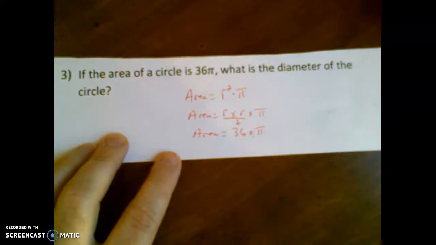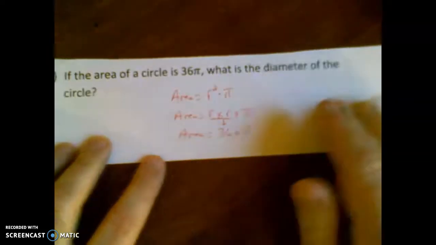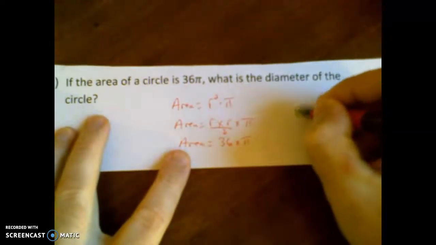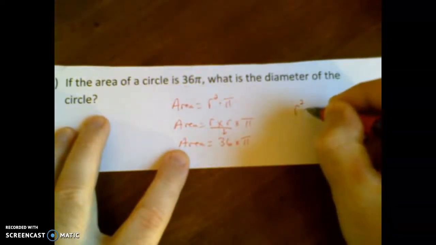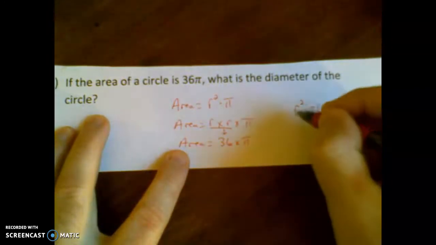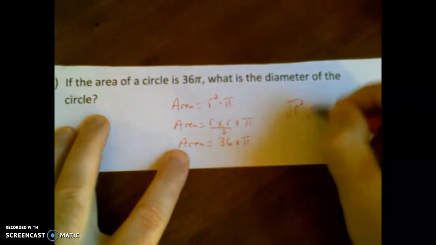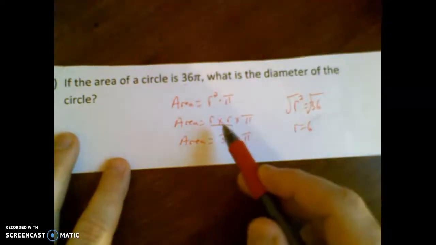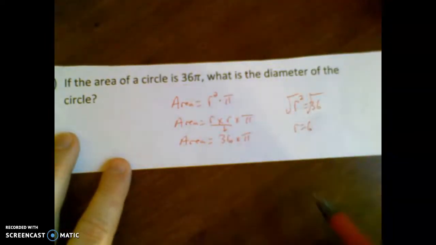Well, what number times itself is 36? You know off the top of your head it's 6, but what's happening is we have radius squared is equal to 36. That means I take the square root of both sides, and the radius is 6. Something you do in your head over here, but that's the math behind it.